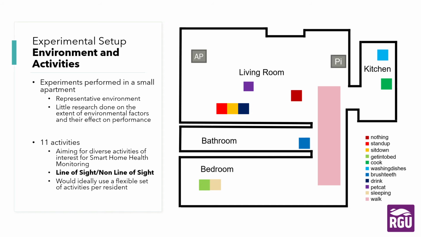And those without line of sight would be expected to be more difficult to classify since the signals have to propagate through walls. We picked a fairly large set of activities, aiming to cover sort of anything which would be useful in regards to in-home health monitoring. But ideally, in a deployed solution, we would make use of smaller subsets of activities which could be flexible and personalized to a specific resident.